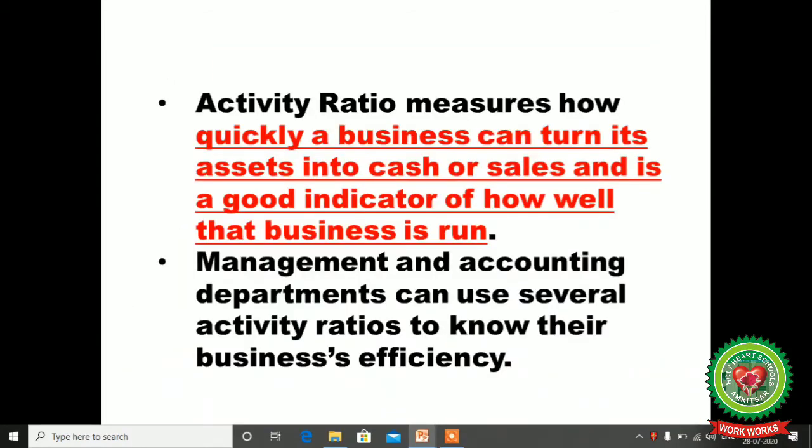First of all, know about the meaning of the activity ratio. Activity ratio measures how quickly a business can turn its assets into cash. You can find out the answer to the question, how quickly a business can turn its assets into cash form or sales, just with the help of activity ratio. It is considered as the indicator to know about the performance. Management and accounting departments can use several activity ratios to know their business efficiency.